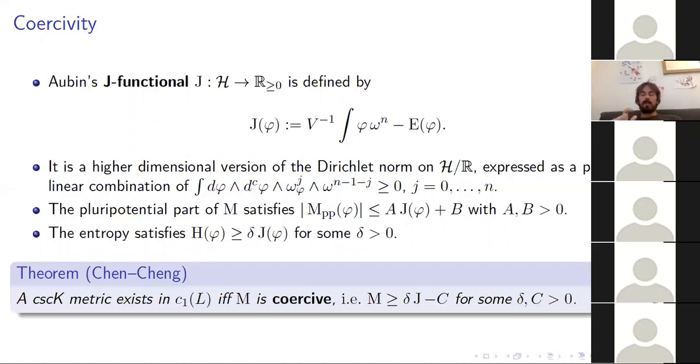So the pluripotential part of M is always controlled in a linear way by J of phi. And the entropy part is always at least as large as a linear function of J of phi. And then it's about the balance between the two. The entropy has to win in such a way that the sum H of phi plus MPP of phi is at least growing linearly with respect to J. Okay, so that we take, of course, as a black box. I won't say anything about this result.